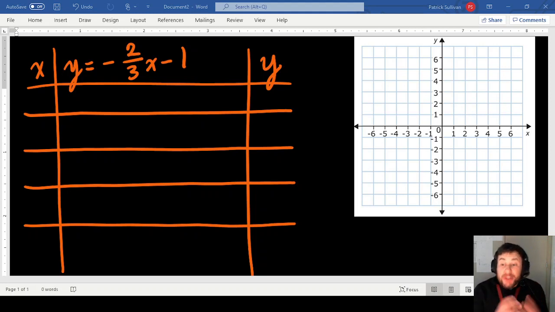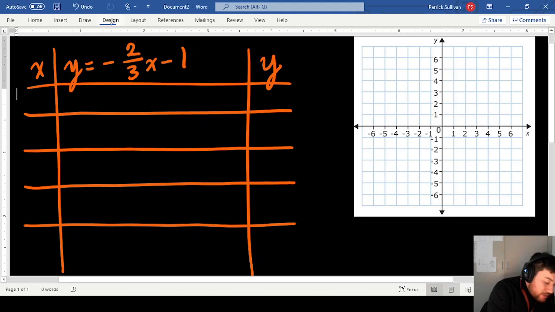Now, when your coefficient, in this case negative 2/3, is a fraction, when determining what your x input values should be, you want to use the multiples of the denominator. Okay, so in this case, if I have 3 as my denominator value, then I'm going to want to use the multiples of 3. And maybe we shouldn't use pink as a color as that contrasts with the orange. Let's go ahead and do white.